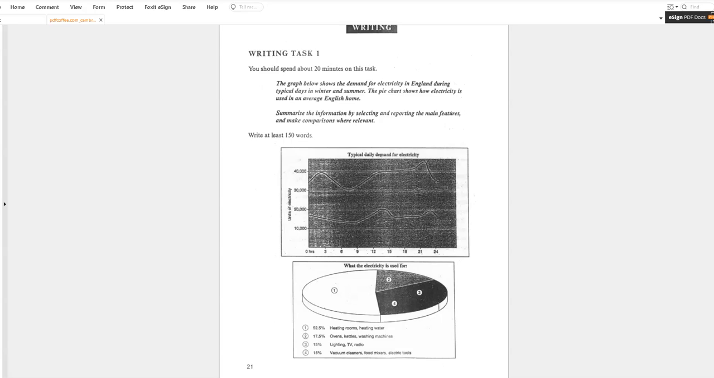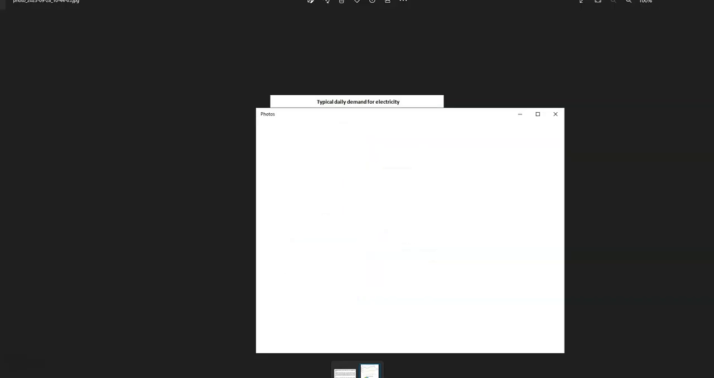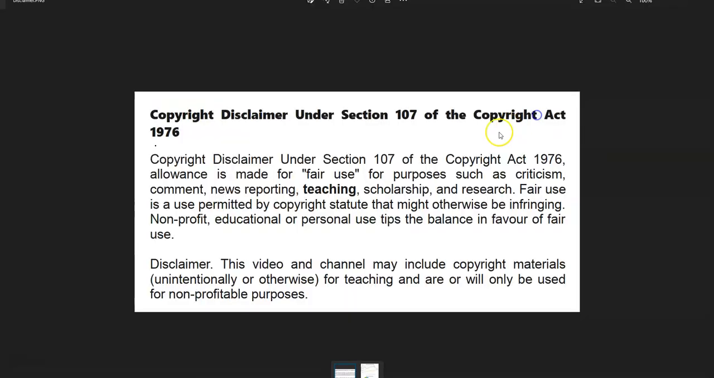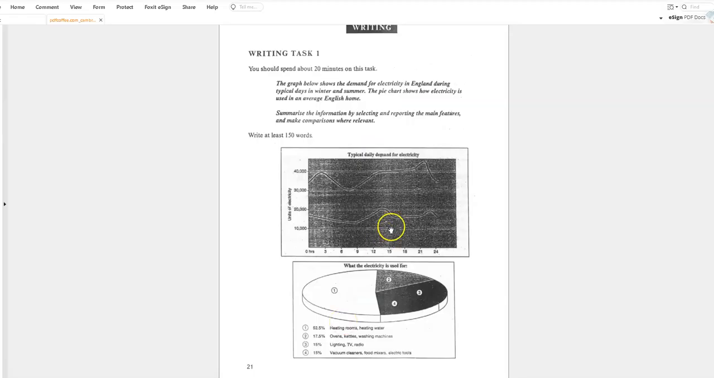So this is Cambridge 4 test number 2. Okay. Quickly, as always, I'll show you my disclaimer. Fair use, teaching, etc. Okay. Get rid of that. So now, right. Looking at this one, like I say, Cambridge number 4 test 2.